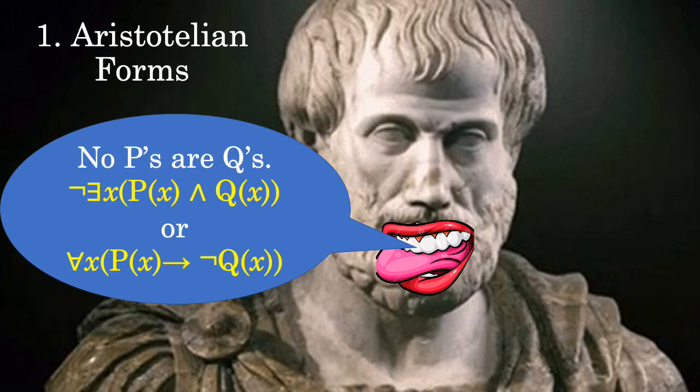However, another way that you could translate this is for all x, if x is a P, then x is not a Q. This says all P's are non-Q's. So for example, all men are non-protozoa. It's worth noting that these 2 statements in first-order logic are equivalent to each other. We'll be able to prove that in a little bit.